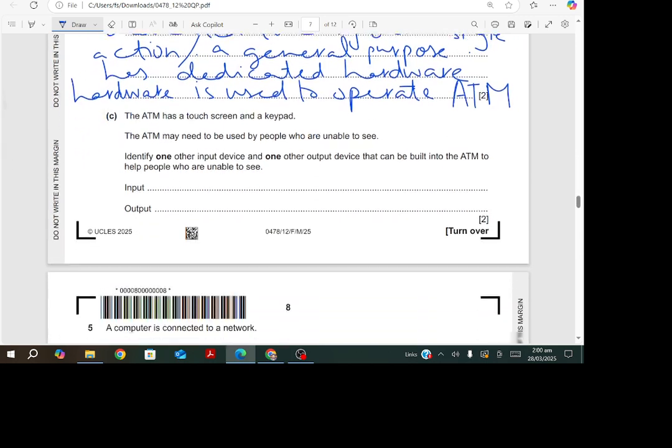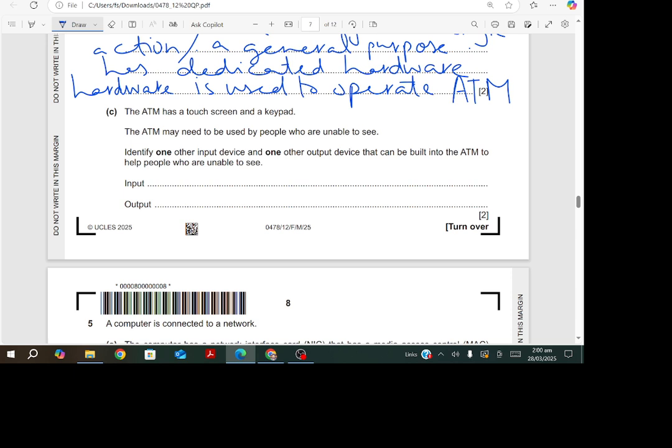Okay, the ATM has a touch screen and a keypad. The ATM may need to be used by people who are unable to see. Identify one other input device and one other output device that can be built into the ATM to help people who are unable to see. The easiest thing, the input device for blind persons could be a microphone, because they can hear. So a microphone can be used.